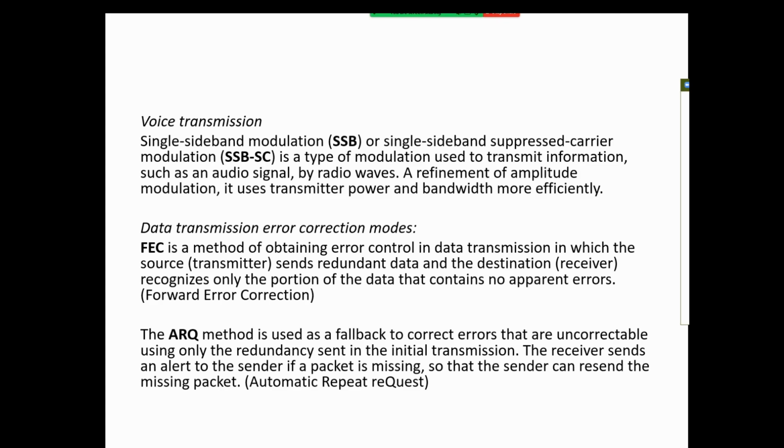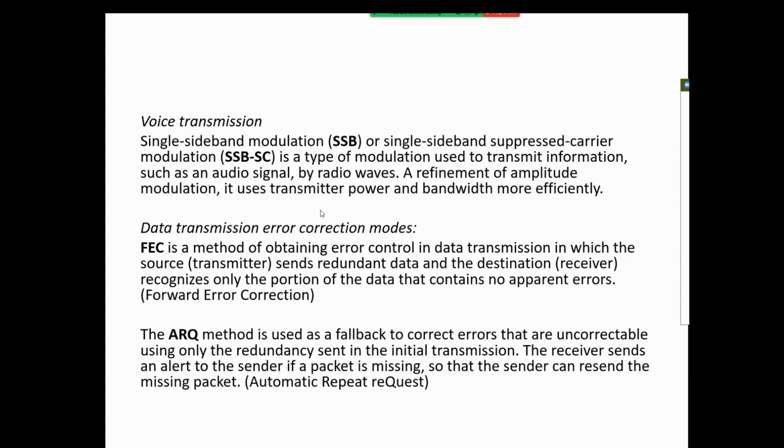There's redundancy, so if some of it's bad, they get rid of the bad part and just keep the good stuff. But if that fails, sometimes there's a fallback in ARQ where the receiver sends an alert to the sender if something is missing so that the sender can resend the missing packet. And that's all automatic. As a matter of fact, in ARQ, the A stands for automatic.